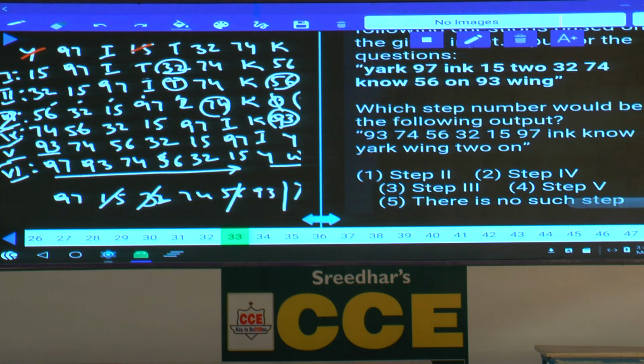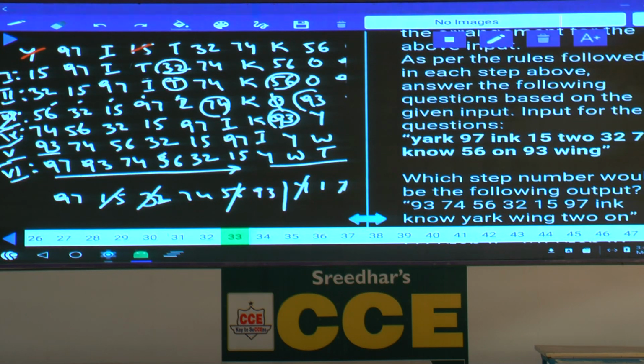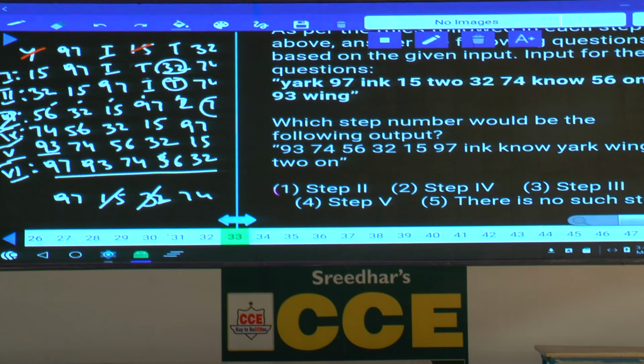Now 93, 74, 56, 32, 15, 97. Next one is ink. After this ink, what should be the word here? The word is Y. But here, Y is not given. Then what is your answer? Such a step does not exist, choice 5. Are you following this one or not?